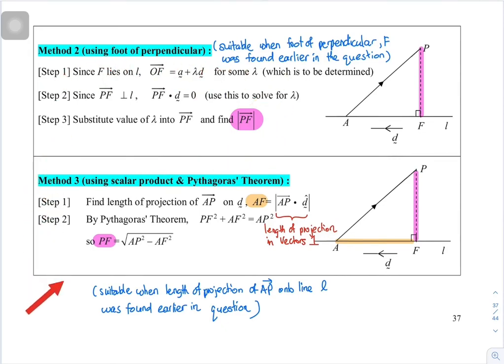In method number 3, we use a scalar product and Pythagoras theorem, right? We go ahead to find the length of projection of the vector AP onto the line L, so this part, right? Once we have found this length, using the length of projection formula that we have discussed in vectors 1, we can use Pythagoras theorem to find the length PF. This method is suitable when the length of projection of AP onto the line L, which is the line AF itself, was found earlier in the question.